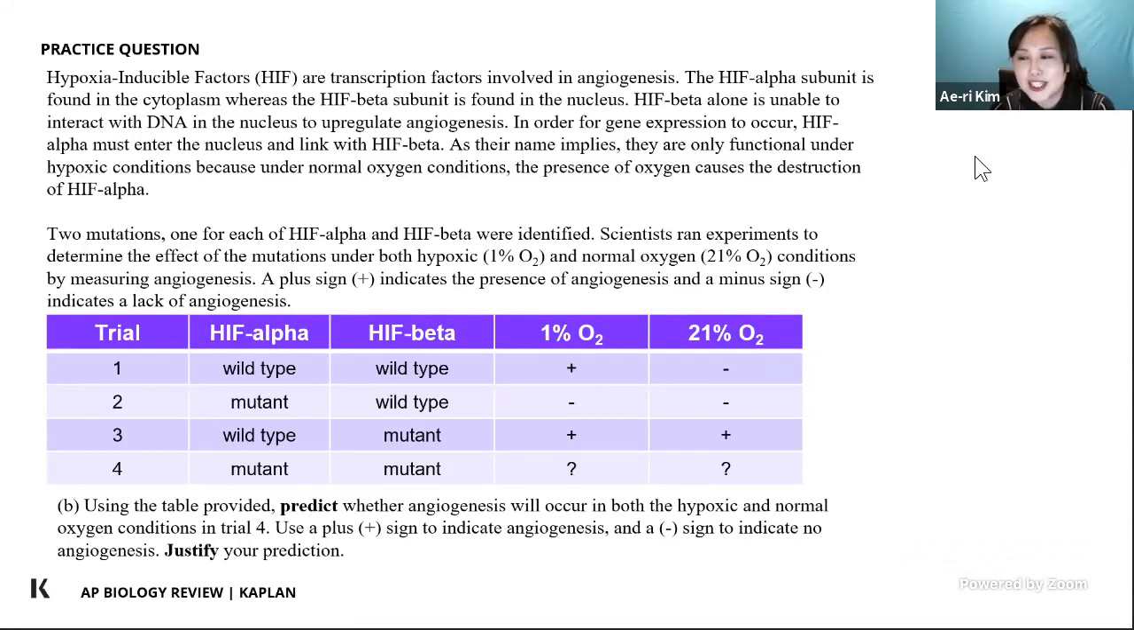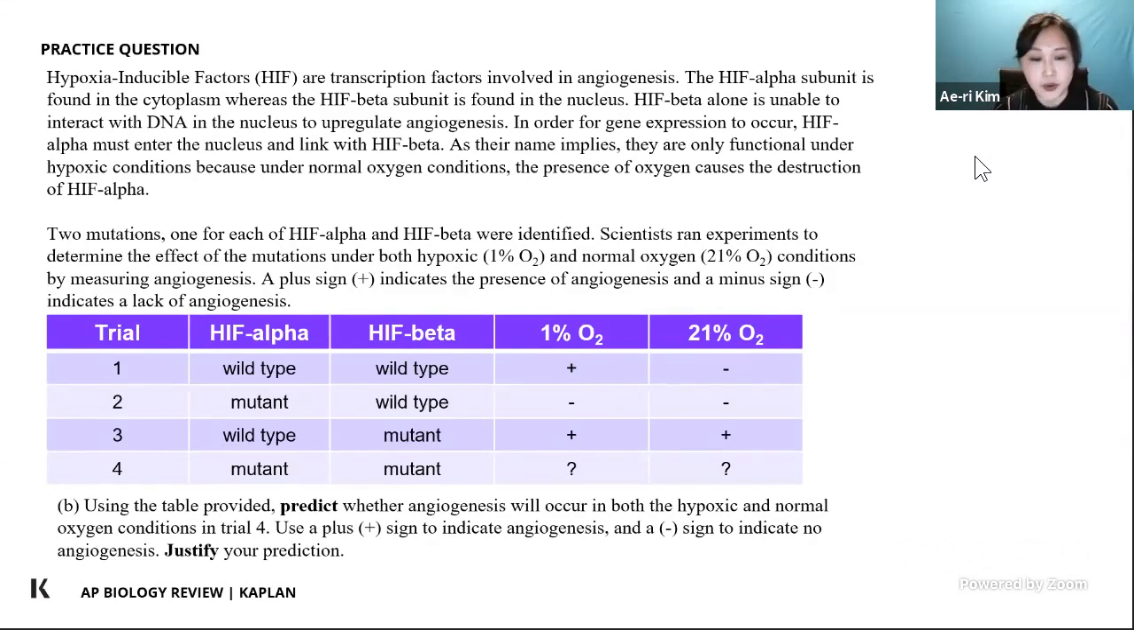Okay. Is one sentence, sentence one, a good enough explanation? Yeah, obviously you have to fill out the table. So what is your prediction for angiogenesis under low oxygen, hypoxic, and normal oxygen conditions? So you want to make sure you fill that in. There'll be a box of some sort of plus or minus in there. And then you have to justify why you think the way it is.